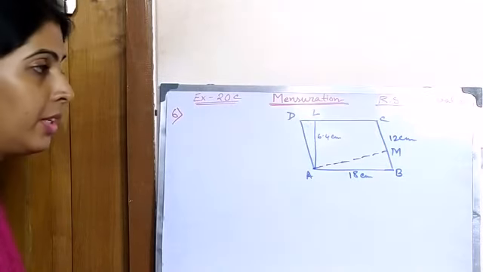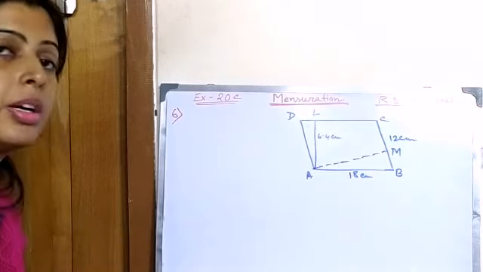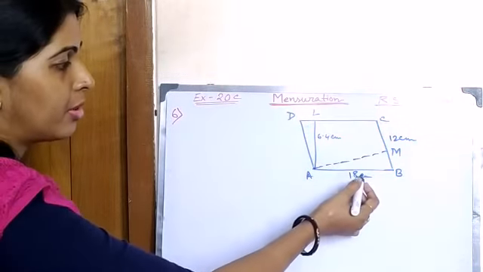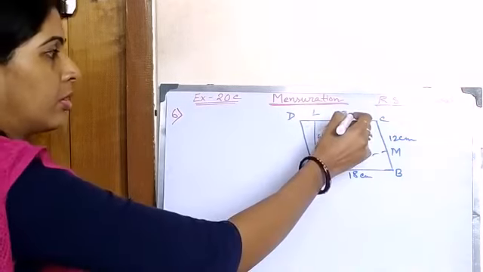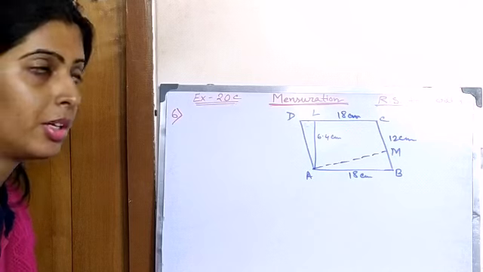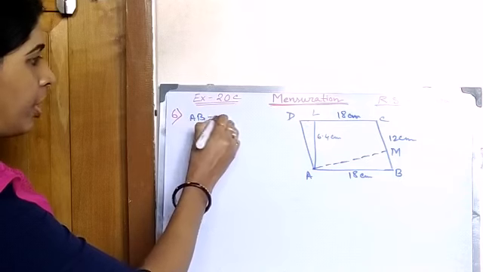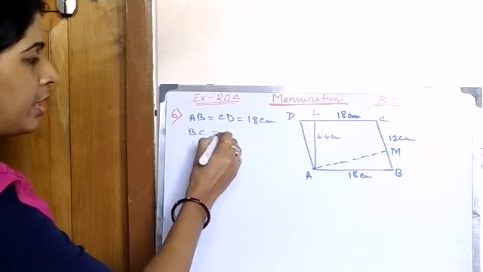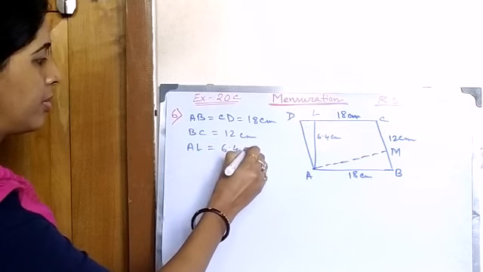Now how to find out the length? At first, by using this 6.4 centimeter, that means this height, we will find out the area of the parallelogram. Here we know the property of parallelogram, opposite sides of the parallelogram are equal. That means this also 18 centimeter. This is the base and this is the height. So let's find it first. At first I am writing AB equal to CD equal to 18 centimeter, BC equal to 12 centimeter, AL equal to 6.4 centimeter.